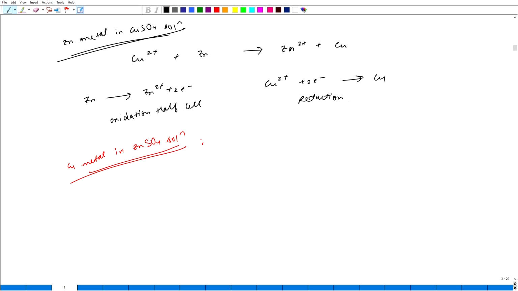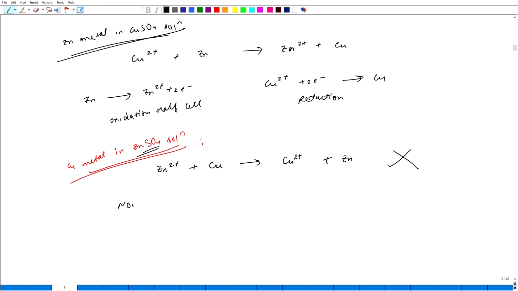If it is zinc sulphate solution, that means Zn is plus 2 already and we are adding the copper metal. Normally, you can imagine that copper may form copper 2 plus and Zn 2 plus will form zinc, but this does not happen. There is no change of color, no addition of color when we add copper metal into the zinc sulphate solution.